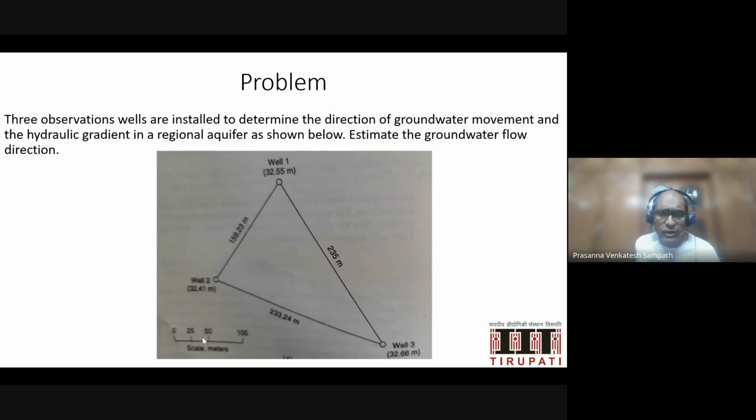Take a look at this. I have well 1 where the water level is at an elevation of 32.55 meters with respect to some datum. Well 2 is at an elevation of 32.41 meters with respect to some datum, and then well 3 is at an elevation of 32.66 meters with respect to the same datum. And the distances between wells 1, 2, and 3 are given to us.